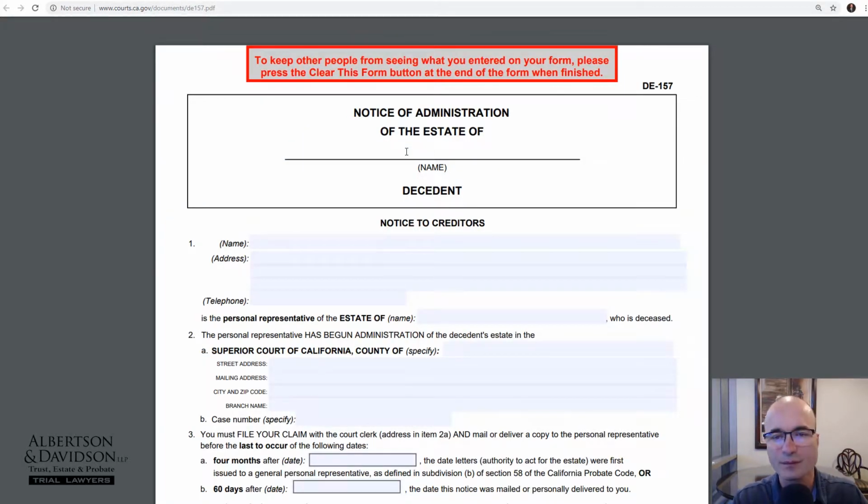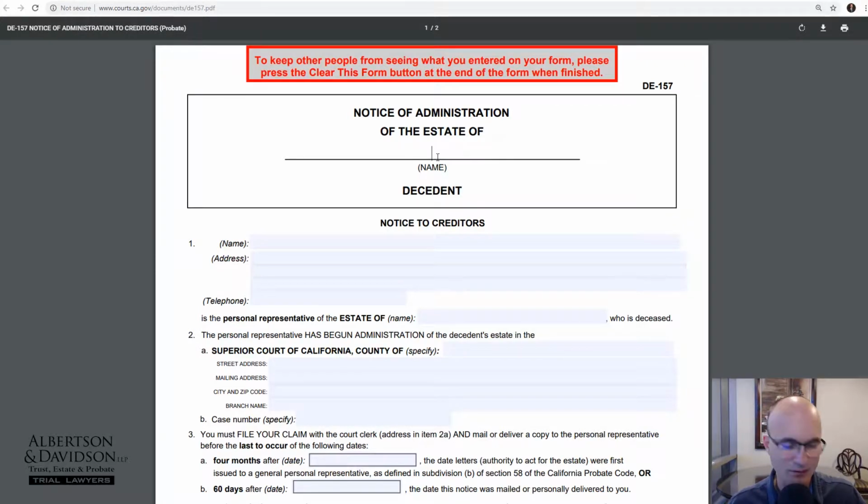So we're going to start off by filling in the name of the estate, and I'm actually having problems typing into this form. It's supposed to be a fillable PDF, but sometimes these forms don't work that way. So if you try to type into this and it doesn't work, all you have to do is go over here to the download button, and you can download the form to your computer, which I've done over here. And now it's the same form, it looks the same, but now we can actually type into the form. And plus, once you download it, then you can save it on your computer.